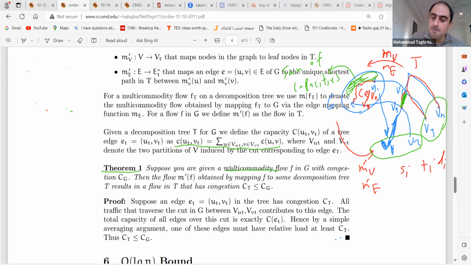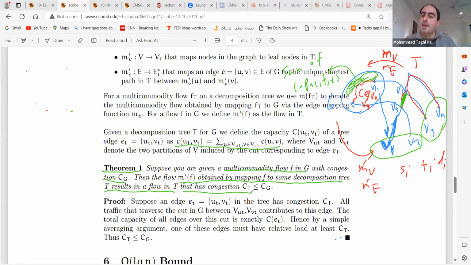Suppose you are given a multi-commodity flow f in G with congestion Cg. Then, as I mentioned, a multi-commodity flow between some Si, Ti pairs, there is some path, and you are sending this flow through these paths. Then you have a corresponding multi-commodity flow on T between the set of leaves. So you are given a multi-commodity flow F in G with congestion Cg. Then the flow M prime F, obtained by the mapping of F to some decomposition tree T, results in a flow in T that has congestion at most the same as what you had before.